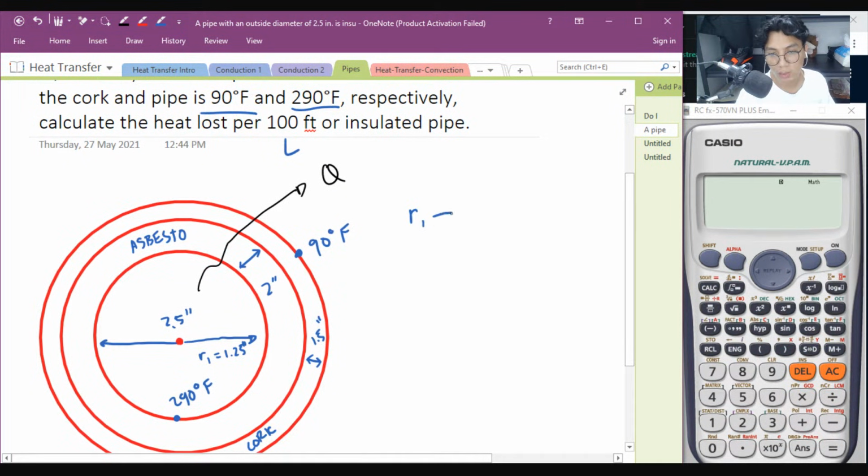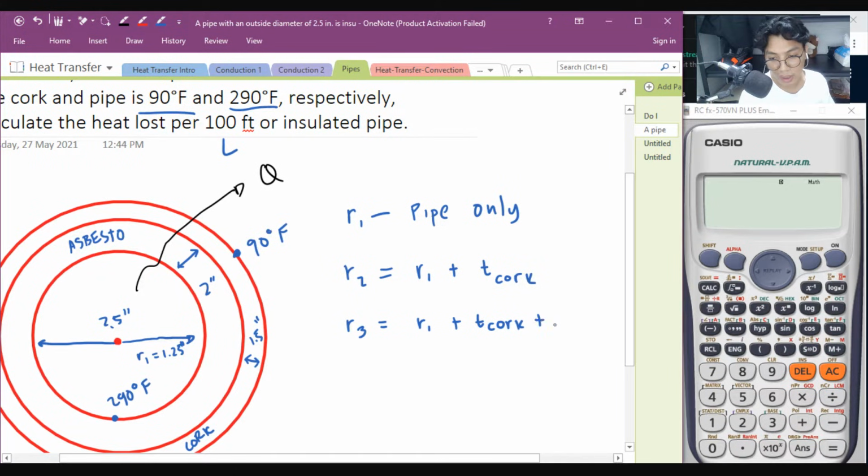R1 is for pipe only. The size of the pipe only. Yung R2, saan ko kukunin yan? O, di ba yung R2 is equal to R1 plus the thickness ng cork? O, yung R3, di ba yun yung R1 plus the thickness of the cork plus yung thickness ng asbestos? Ay, baliktad pala. Nauna pala asbestos.